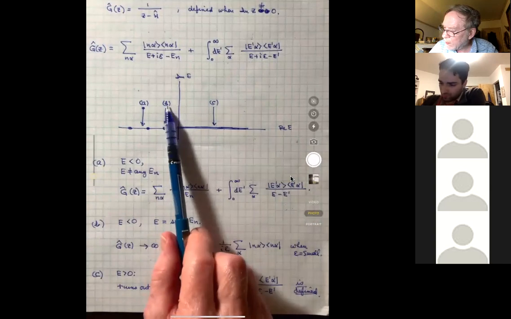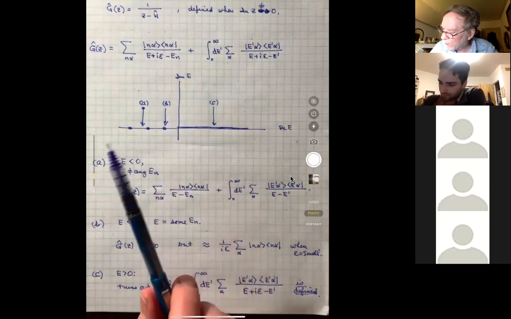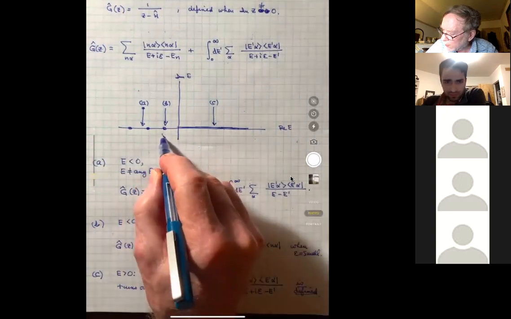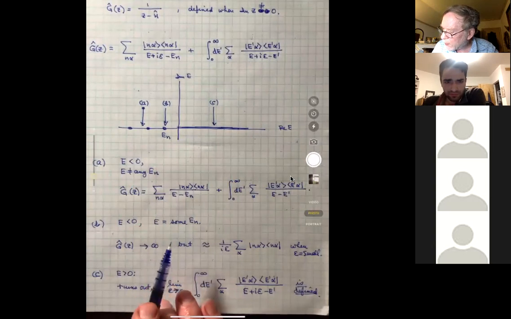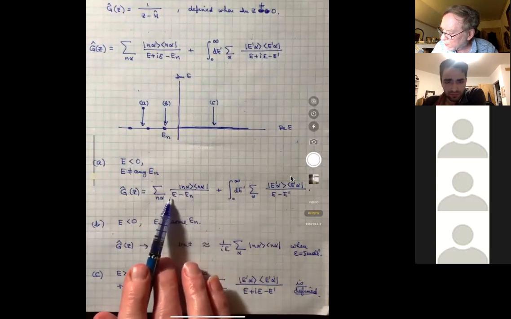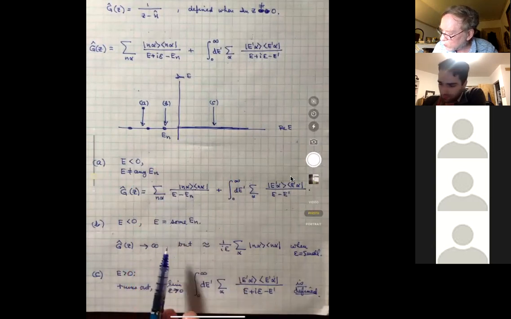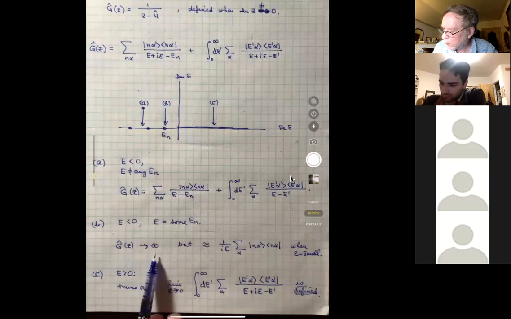Now in case B, we're still at negative energy, but the energy E is equal to one of the energy eigenvalues. Let's call this one E sub n. So E is equal to some E sub n. If you do that, then you can see that this denominator, E minus En, is going to go to 0, so the Green's function diverges.